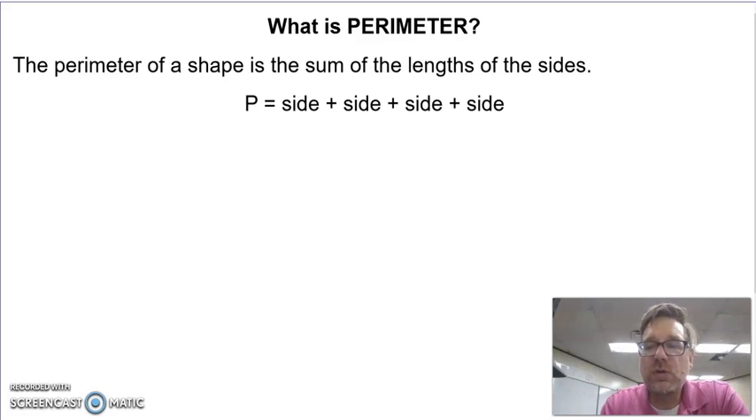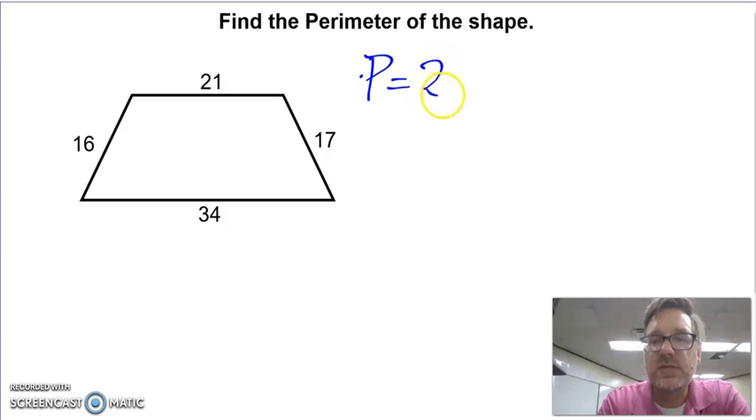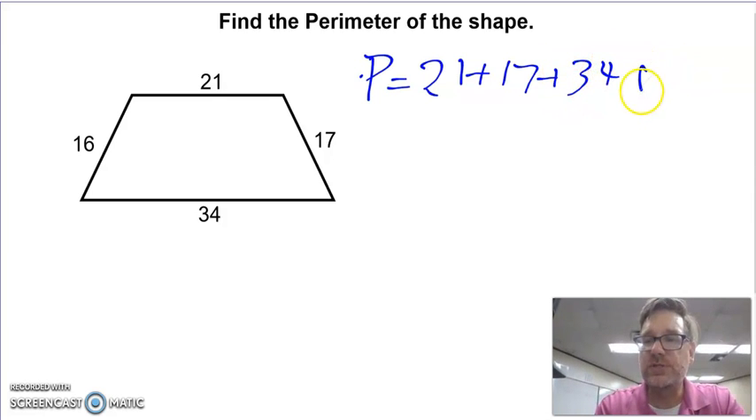Now, we also talked about perimeter. So to find the perimeter of a shape, all we do is we add up the length of the sides. So perimeter of a shape equals side plus side plus side plus side. That's it. So if I want to find the perimeter of this shape, it's going to be the sum of all the sides. So 21 plus 17 plus 34 plus 16. There's our perimeter.